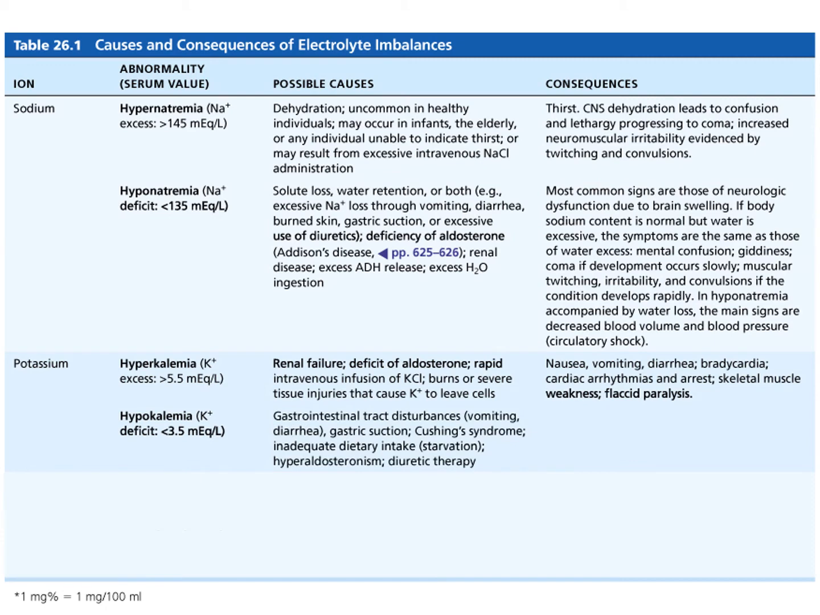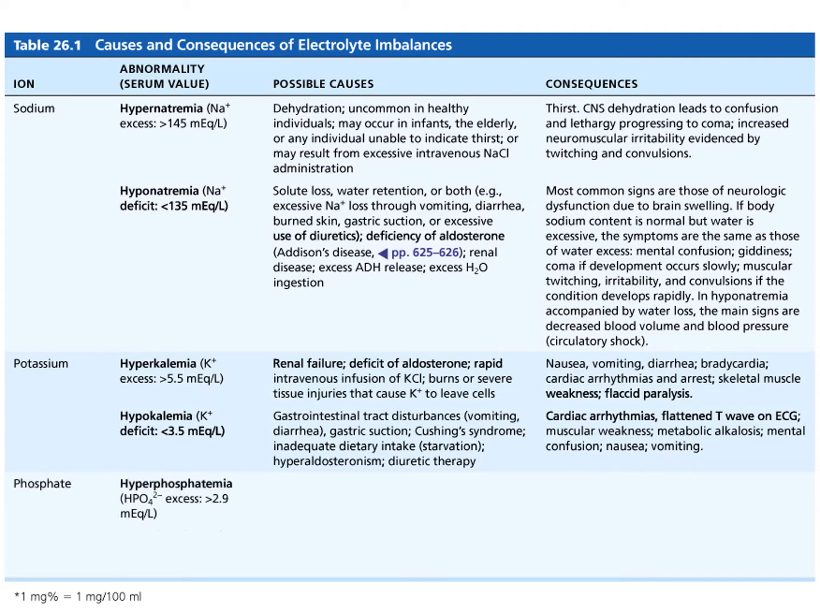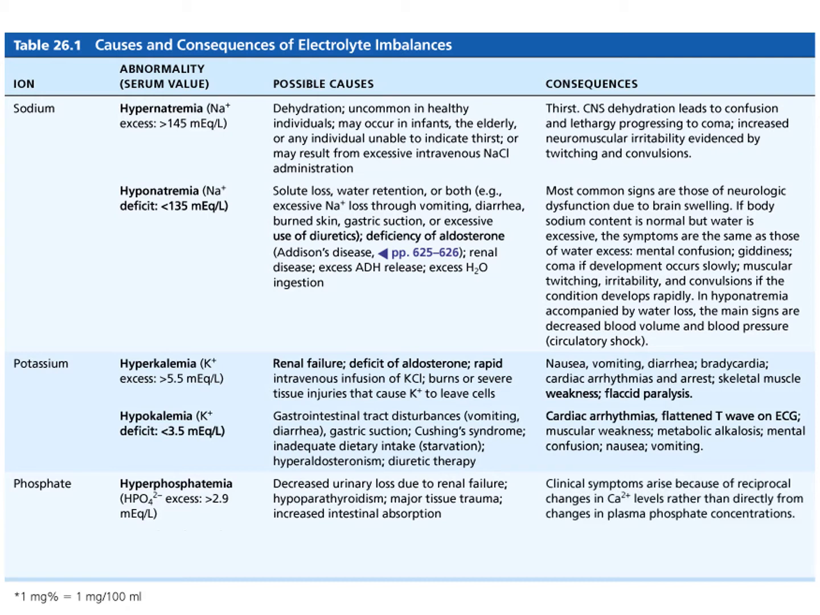Okay, so hypokalemia can be caused by GI tract disturbances, vomiting or diarrhea, and so forth, and consequences can be cardiac arrhythmias. So you can have consequences for cardiac arrhythmias if your potassium is too high or too low. With phosphate, hyperphosphatemia, a cause of that can be decreased urinary loss because of renal failure. Hypoparathyroidism can also cause that, and so forth. And your clinical symptoms can arise because of reciprocal changes in calcium levels.